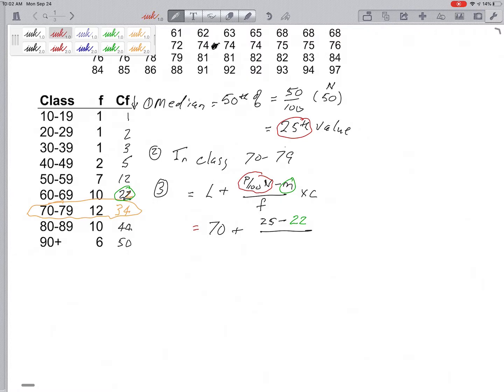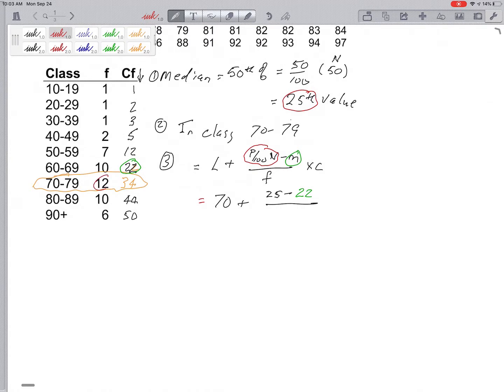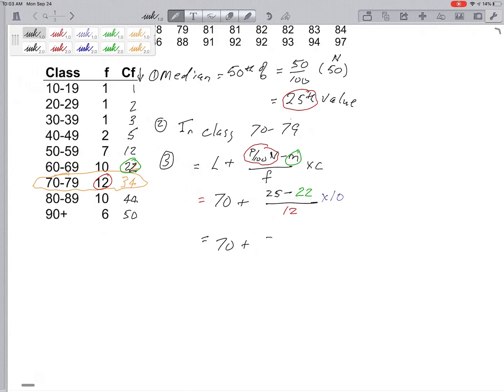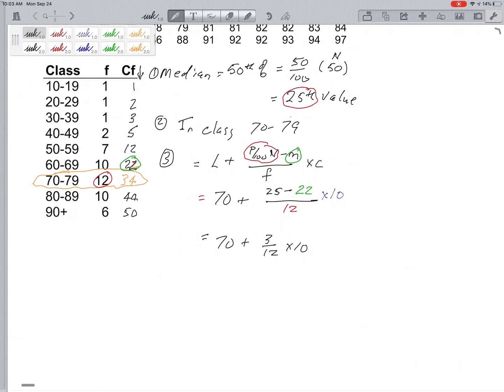And then we've got the frequency of the median class, which is 12. And then finally, the width, which is 10. And that's just 70, 71, 72, 73, 74, 75, 76, 77, 78, 79, which is 10 distinct values there. So when we do the calculation now, we come to 70 plus 3/12 or 1/4 times 10.